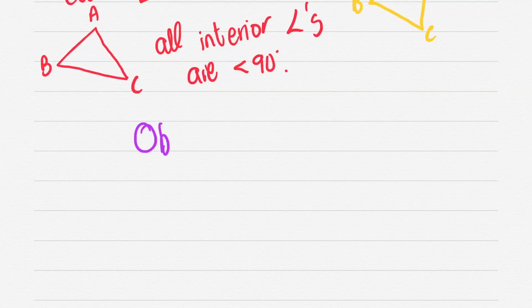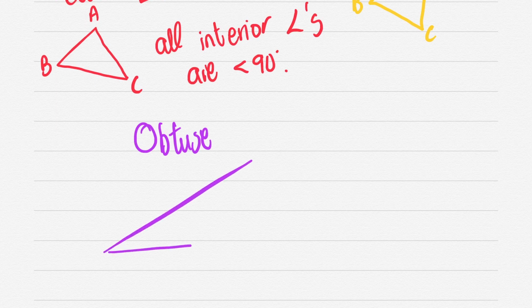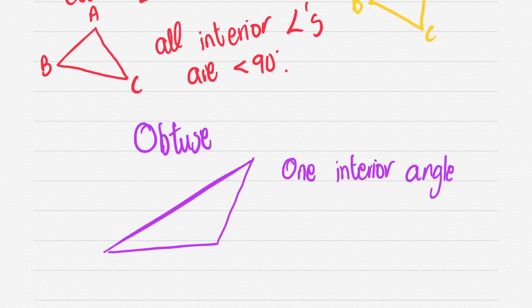Next we have the obtuse triangle. In this particular triangle, as I'm sure you can guess, there needs to be at least one obtuse angle. As you can see, I'm writing it here. It's one interior angle that is obtuse, meaning it's greater than 90 degrees.